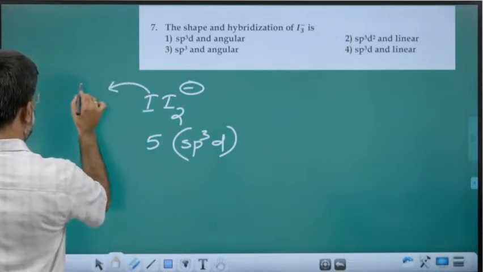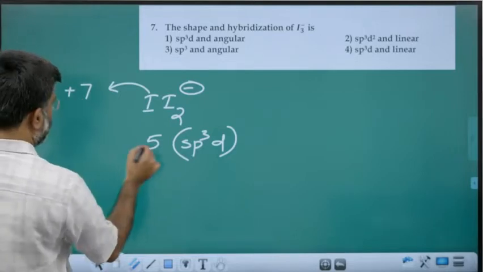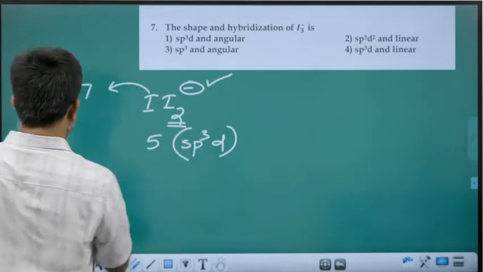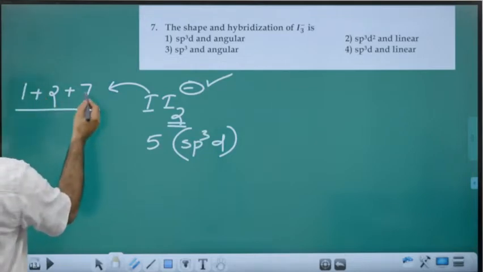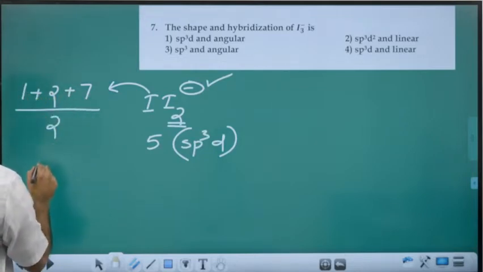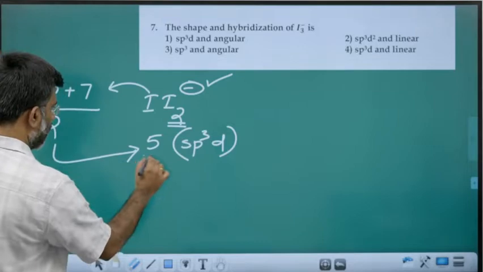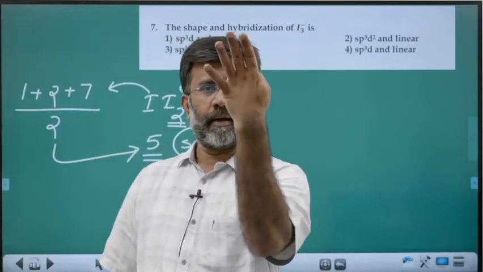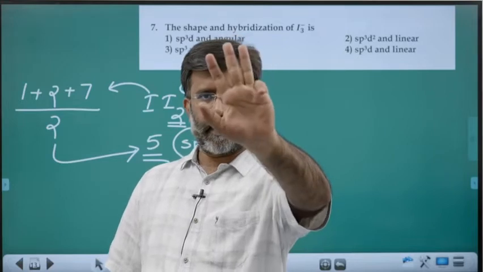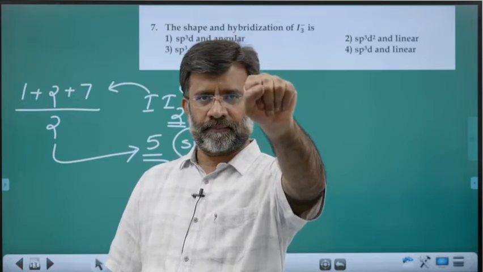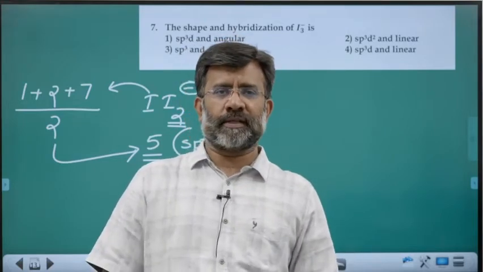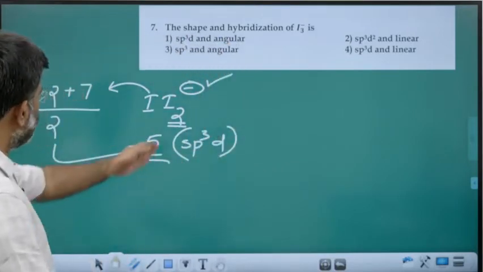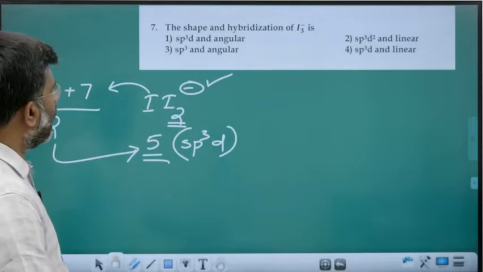Valence electrons of the central atom plus surrounding monovalent atoms plus the charge of the anion: you are getting 10 divided by 2, you are getting 5. 5 stands for sp3d. That's how to find out the hybridization simply. So it is sp3d hybridization.